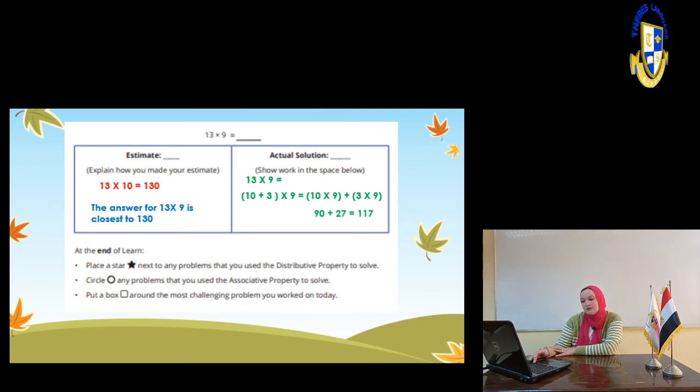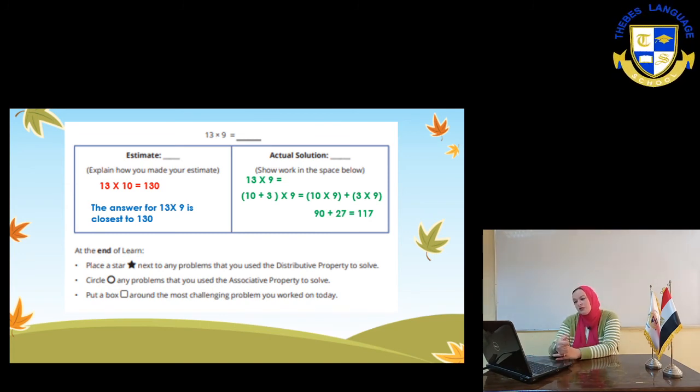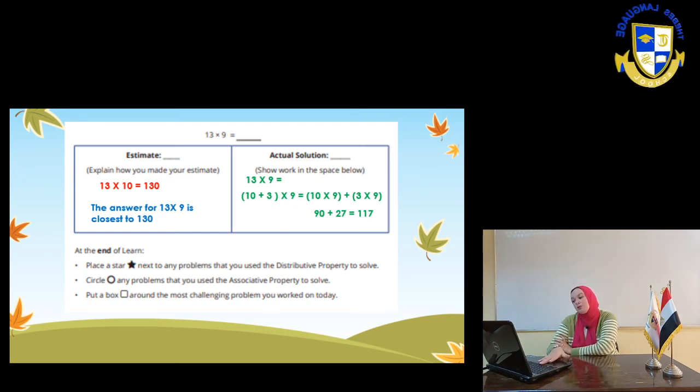At the end, place a star next to any problem that you used the distributive property to solve. Circle any problem that you used the associative property to solve. Put a box around the most challenging problem you worked today.